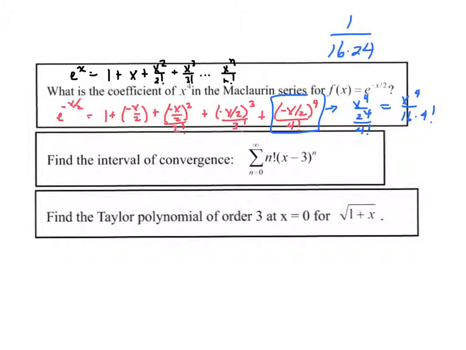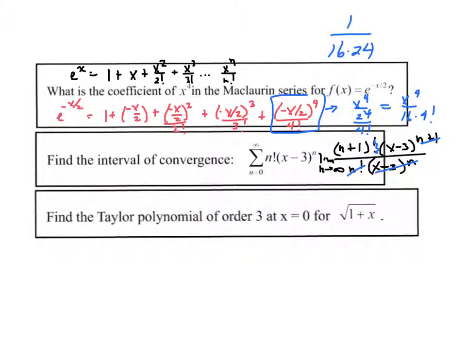All right, finding the interval of convergence. Well, you'd set up ratio test here, so we'd have n plus 1 factorial times x minus 3 to the n plus 1, excuse me. You'd have n factorial and x minus 3 to the nth. We're taking the limit as n approaches infinity. We have one more x minus 3 on the top. We end up with an n plus 1.